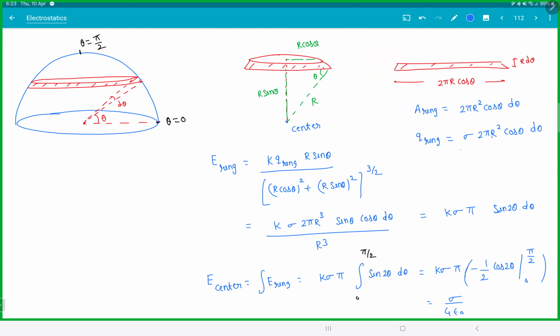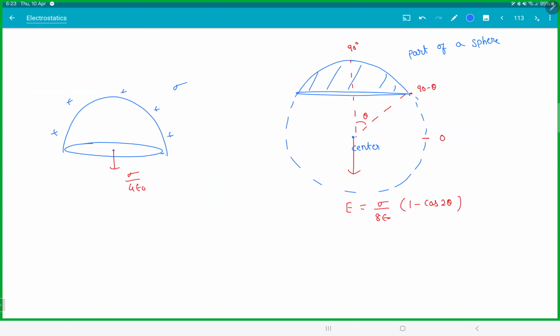Any doubts on the integration? Clear with this? So every time you might not get a hemisphere, I can get a part of a hemisphere also. Any doubts on this? The next one.